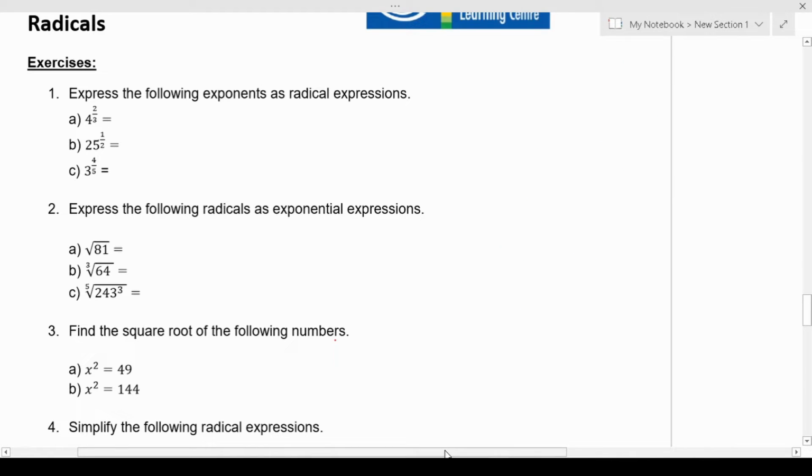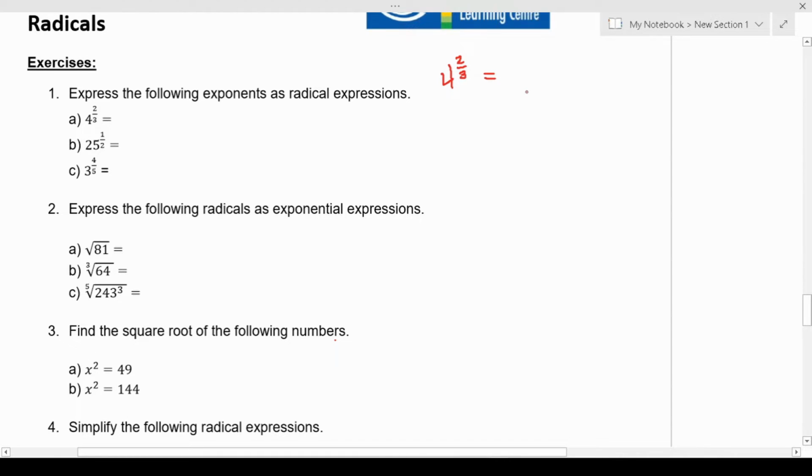All right, so at this point, we're going to start some exercises. And again, I strongly encourage you to make an effort to work out these on your own. So for this first set of exercises, you can see that we want to express the following exponents as radical expressions. So let's go ahead and do that. We have 4 to the 2/3 power. And again, we're writing this as a radical.